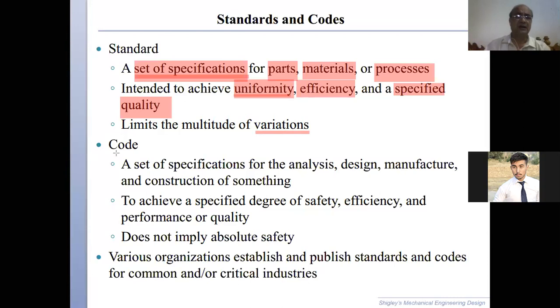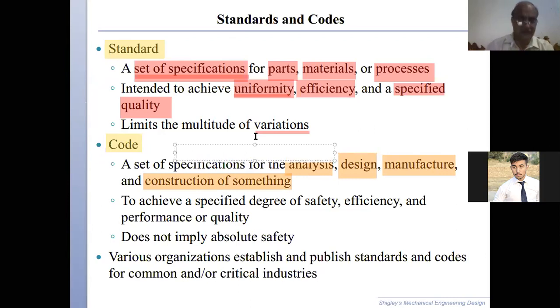ठीक है जी. इसी तरह if we look at codes, so codes are also a set of specifications. Rather, I would say it is a set of instructions on how to carry out a certain analysis, design, and some manufacture. If you are manufacturing something or fabrication, or the construction of something. So it is a set of instructions on how you would carry out analysis, jo humne phases of design mein discuss kiya tha, design, manufacture and construction of something.